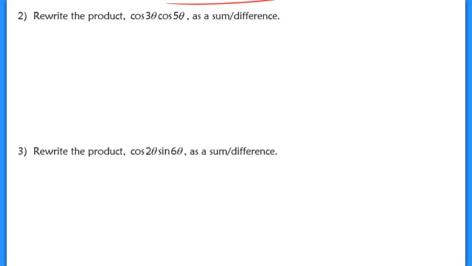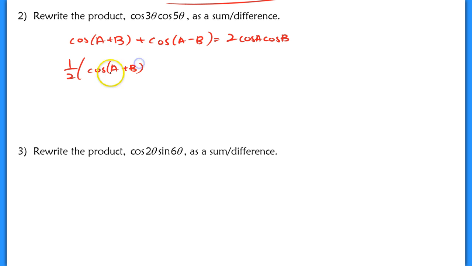But basically, I already know that I should be using the cosine of a plus b plus the cosine of a minus b to rewrite this particular product. And again, that's 2 times the cosine of a times the cosine of b. So I want to make it look more like this by dividing out that 2 right away, calling that 1/2 times the cosine of a plus b plus the cosine of a minus b. So that's my general setup for right now.